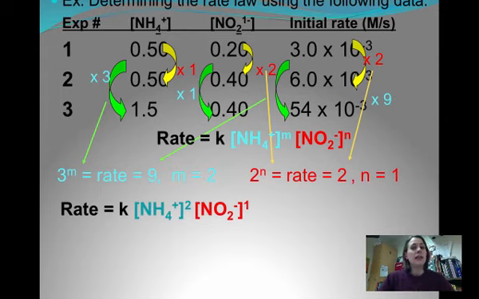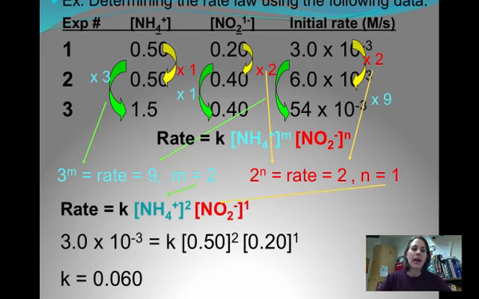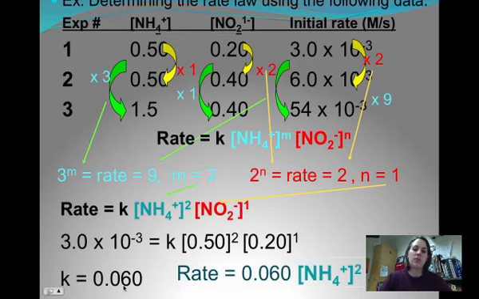At this point, I can now solve for K, the reaction constant. And to do that, I can just pick any set of data from any of the experiments. Here I picked the data from experiment 1, and I plug in my numbers. I make sure now to take into effect the reaction orders that are these superscripts. And when I rearrange and solve for K, I get 0.060 for a value of K. And then I put that into my rate law again, and now I have an actual value for K.